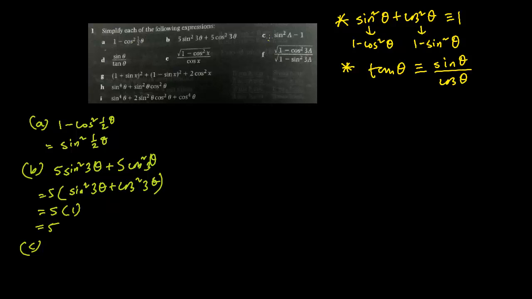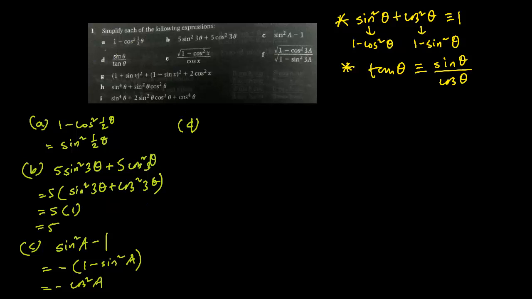Question number C. Sine squared a minus 1. Sine squared some angle a minus 1. Now in order to make this an identity, 1 minus sine squared some angle, we have to take minus common. It becomes 1 minus sine squared a, which is equivalent to cos squared a, and that is the identity.